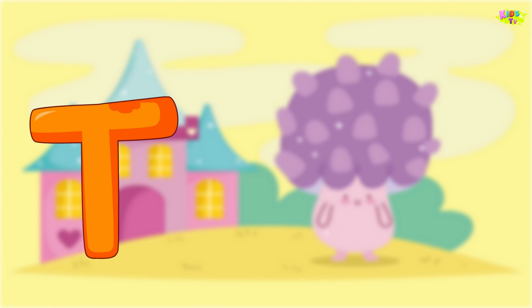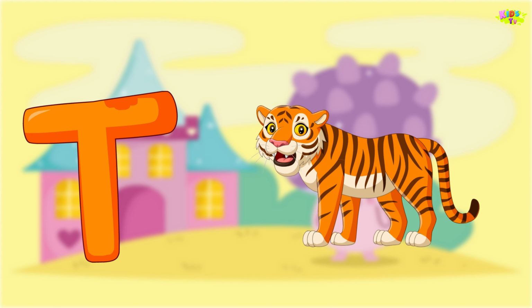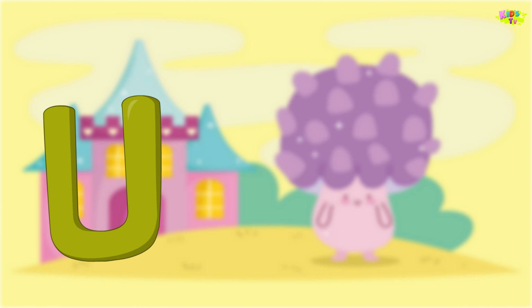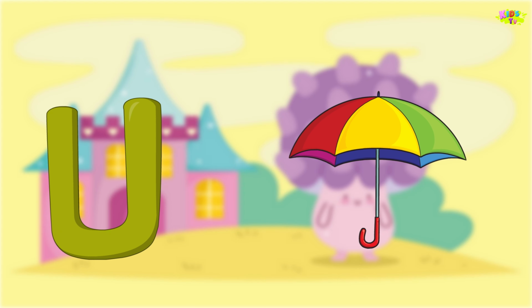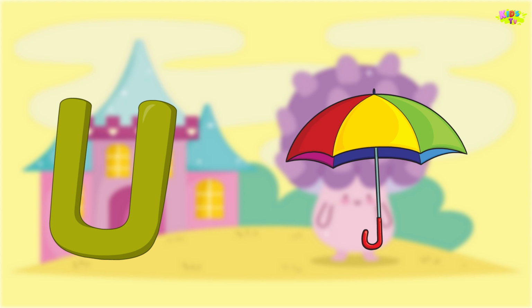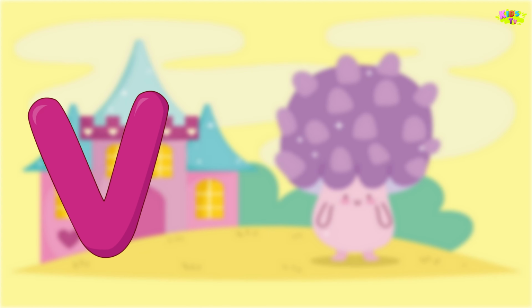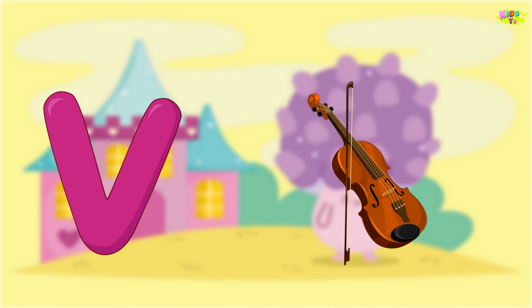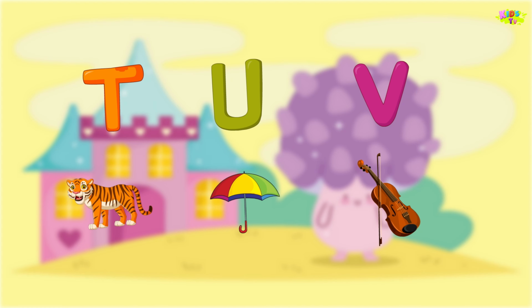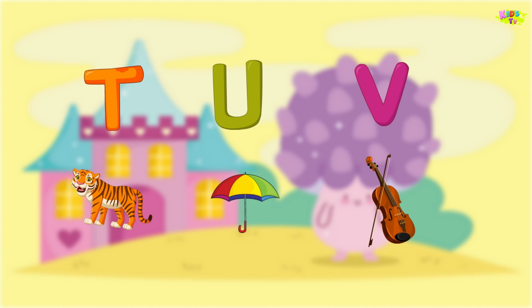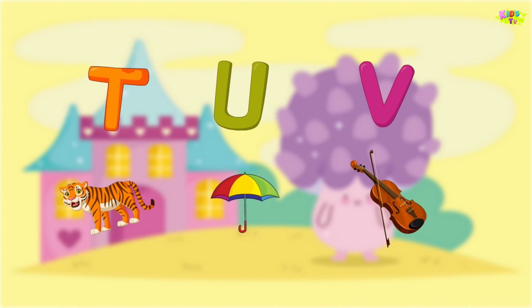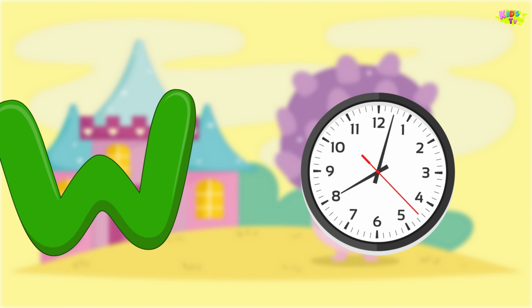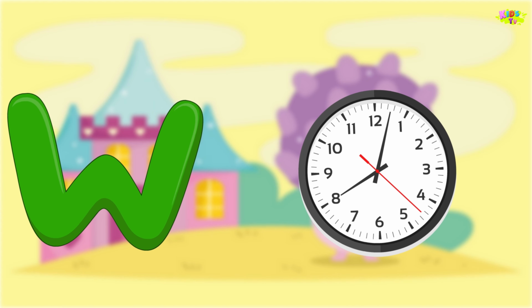T is for tiger. U is for umbrella. V is for violin. W is for watch.